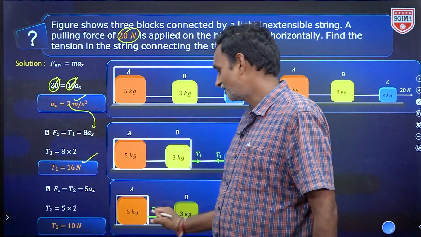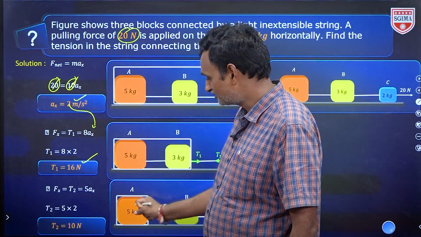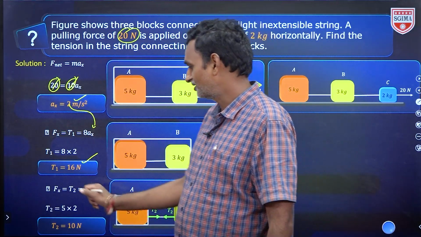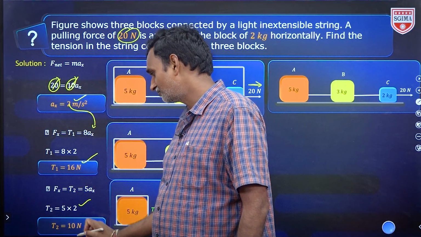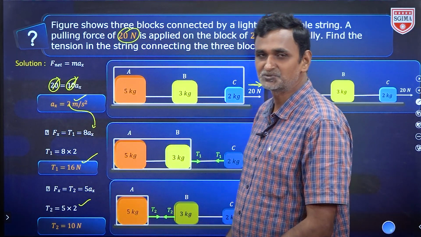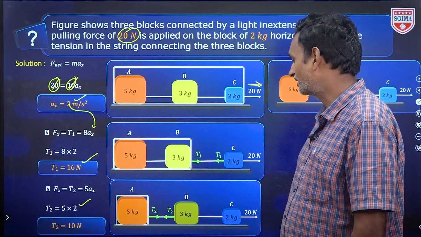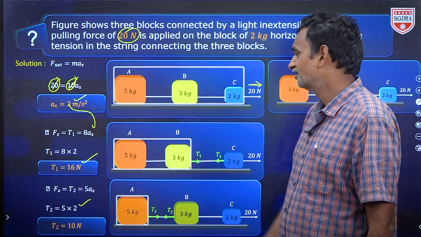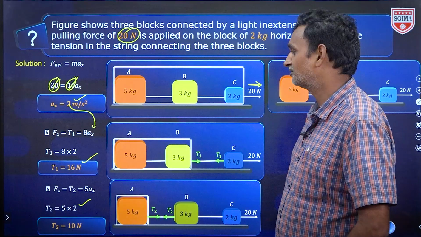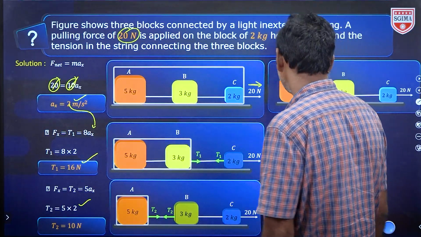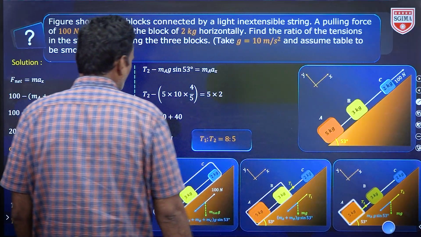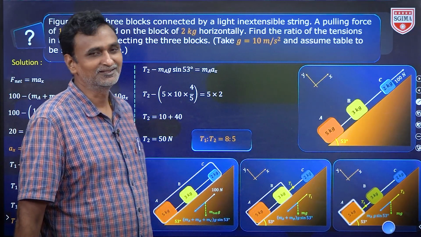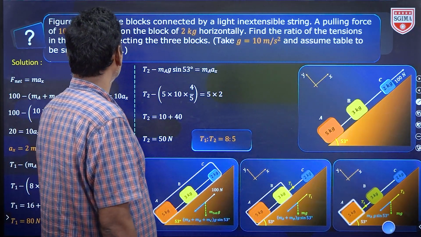Next, in the last part of the string, here T2 acts on the 5 kg block. So T2 equals to what? 5 into A, where A equals 2 meter per second square. So 5 into 2, 10 newtons. Like this we can solve simply. Okay, so this is the way we are able to solve the question. Next. The same system, but it is placed on the inclined plane. Okay. So let us see.